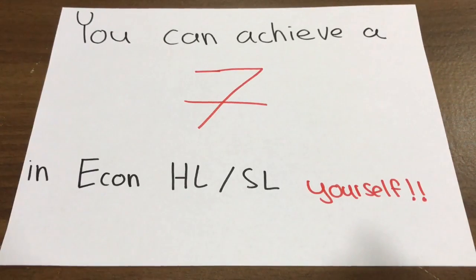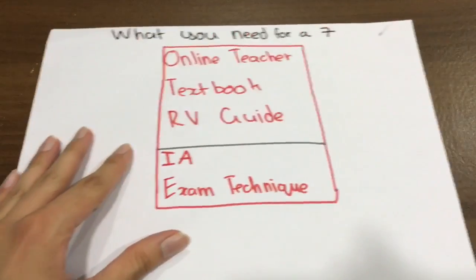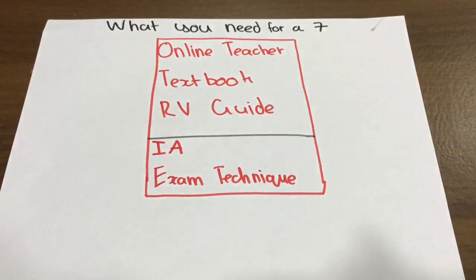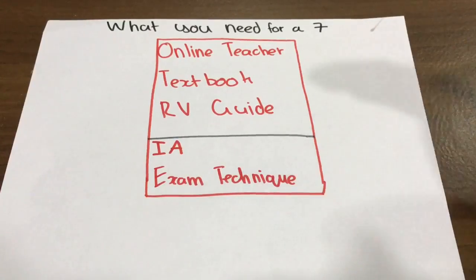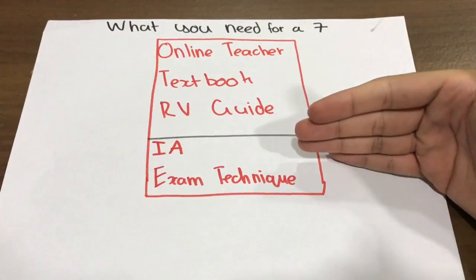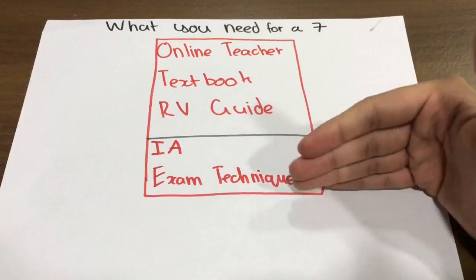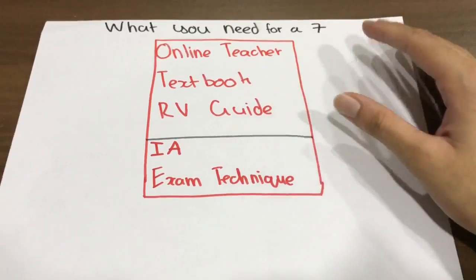So what are some of the major components that you need in order to do this successfully? Well, you're going to need an online teacher, a good one. You're going to need the right textbook. You're going to need a revision guide, and specifically for the IB, you're going to need IA help and exam technique help. These two are really important. So the first thing, an online teacher.